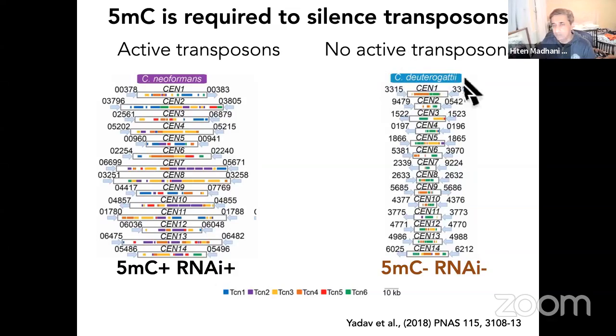A sister species called Cryptococcus deuterogattii has lost all of its active transposons. And so what's happened here is that the transposons have been degraded. They no longer are intact. They've acquired mutations so that no transposons appear to be active in this species any longer. And correlated with this is a complete loss of 5-methylcytosine and RNAi. So the gene silencing systems are dispensable once the transposons have been lost. And we think this is simply a chance event that happened in this particular lineage.